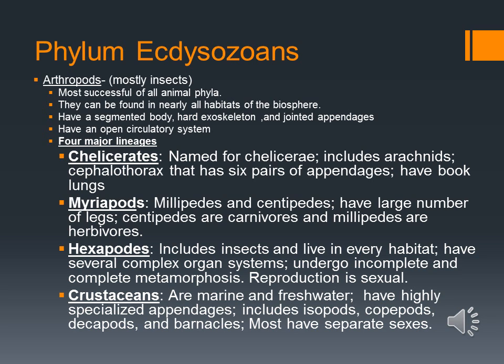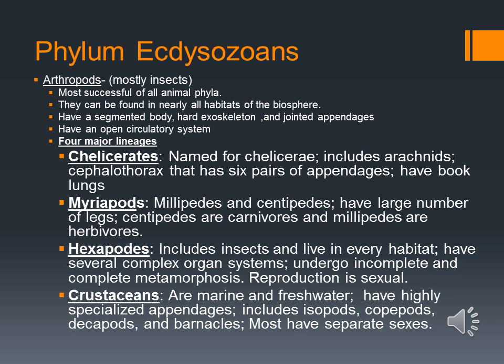The third lineage is the hexapods, which include insects. They live in nearly every habitat due to 3 key innovations, mainly the evolution of flight, as well as the ability to adapt to the gymnosperms and angiosperms. They have several complex organ systems, and they undergo either complete or incomplete metamorphosis, and they reproduce sexually.